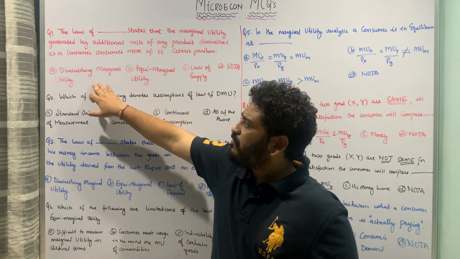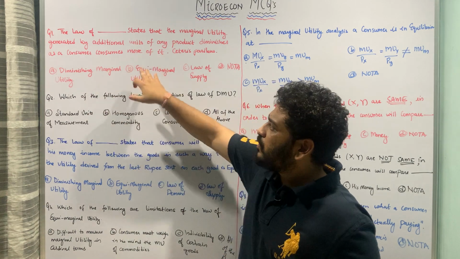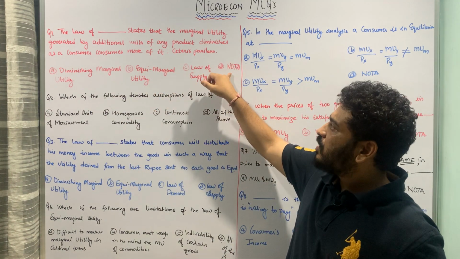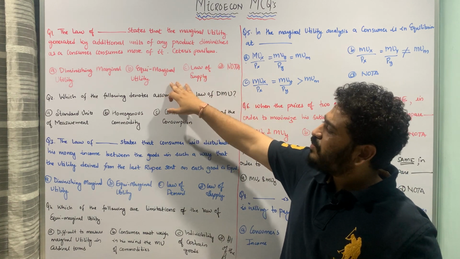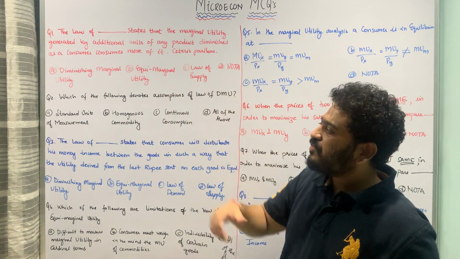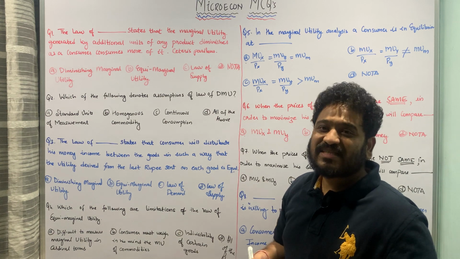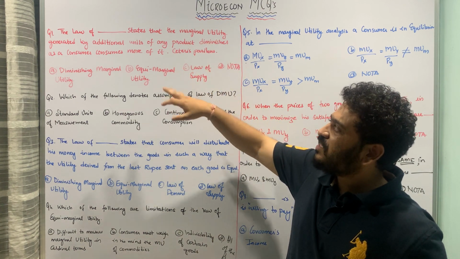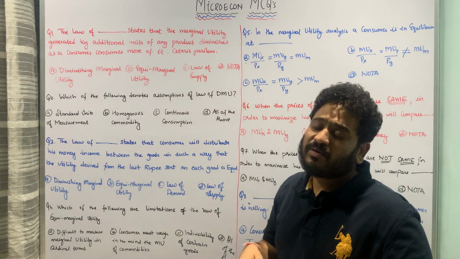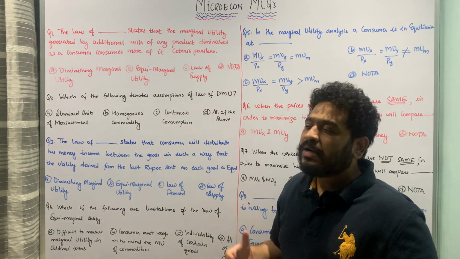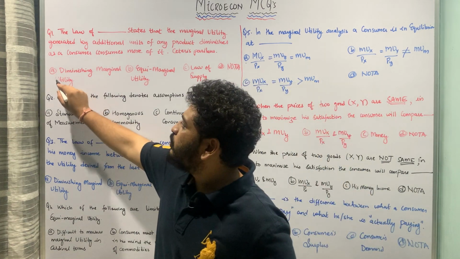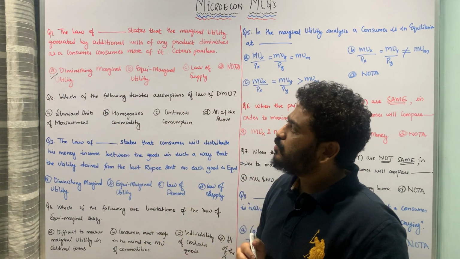Whether it is law of diminishing marginal utility, law of equi-marginal utility, law of supply, or none of the above. So here it is pretty much clear that it is the law of diminishing marginal utility, which states that as the consumer consumes more and more units of a commodity, the additional utility generated by that particular commodity or product tends to diminish, holding constant the consumption of all the other commodities. And therefore option A, diminishing marginal utility, is correct.